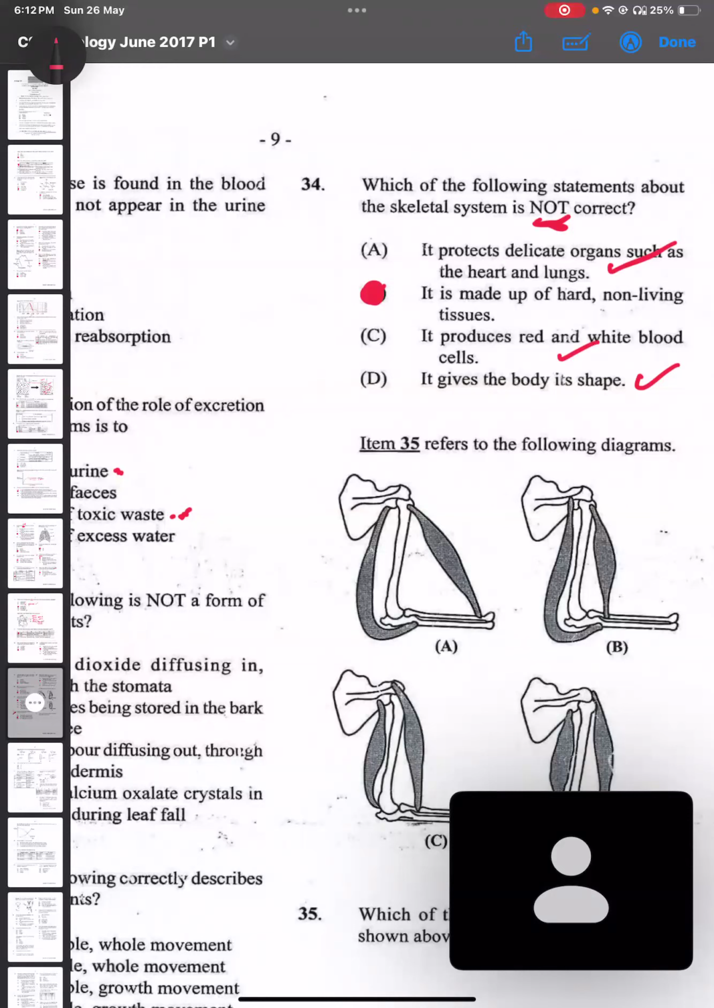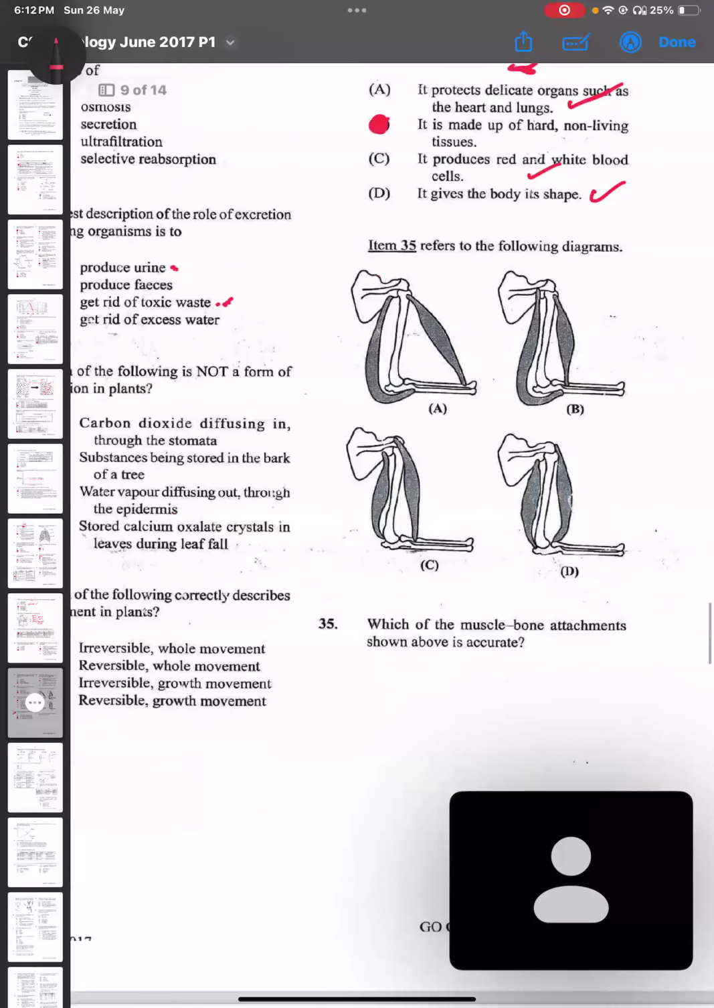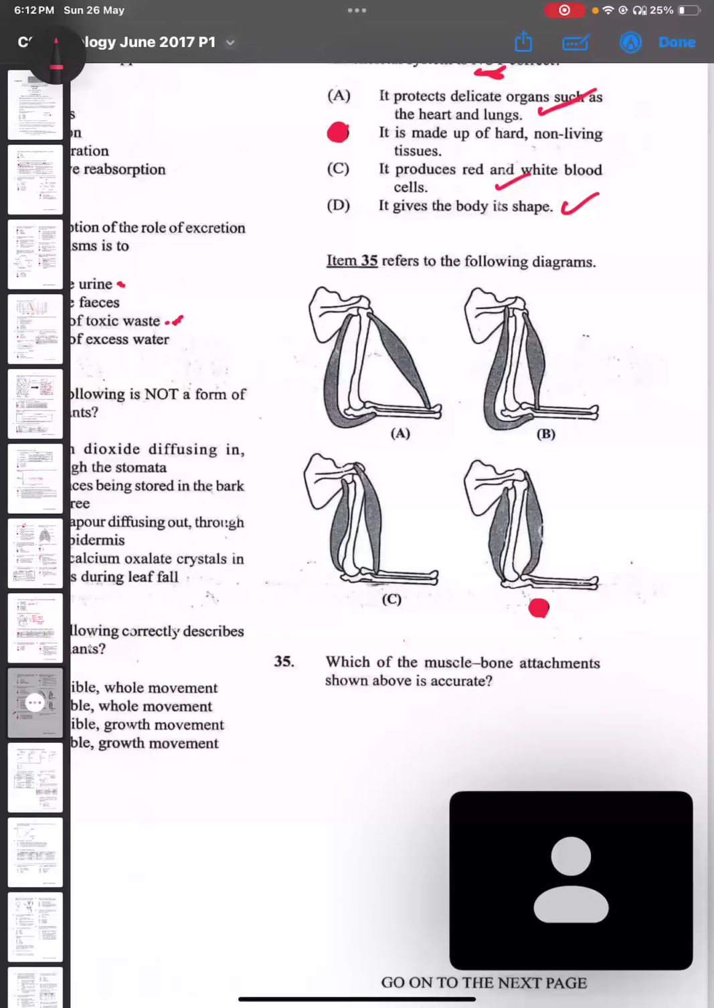And then for 35, your answer is B. That is how the bones are attached. So at the top of the bone up here and towards this end part up here, that's where the bones are attached. So your answer for 35 is D.